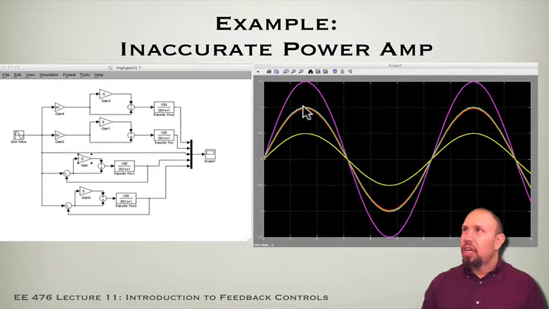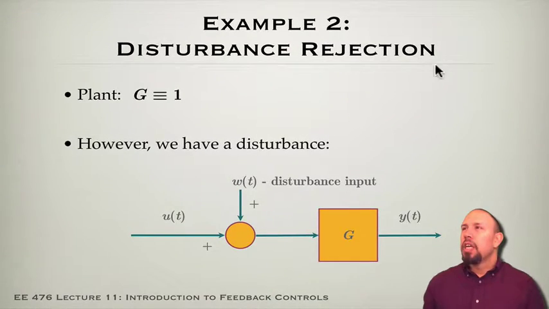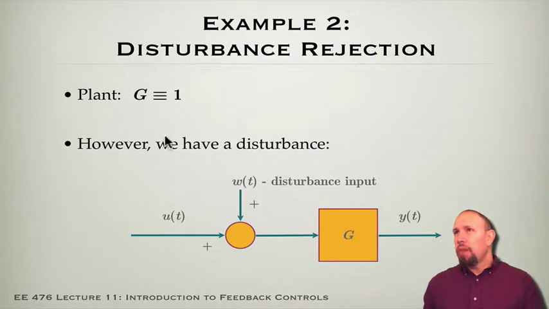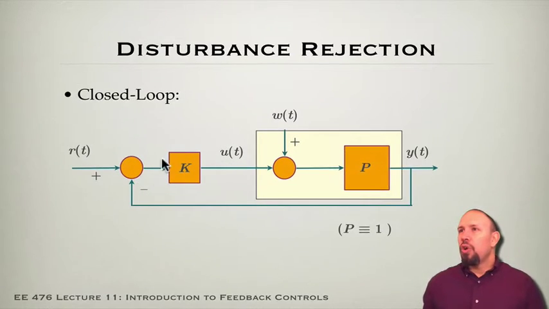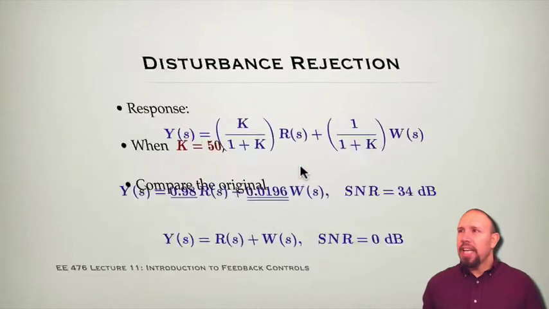Okay, so there's our power amp problem. Our second example involves the use of disturbance rejection. Again, we want a plant that is basically 1, but instead we have a disturbance entering our system. I'm going to assume for now that our G is equal to 1. It's just 1, but we have a disturbance entering our system. As far as control goes, I'm going to use a closed loop control with a gain K here, and I'm going to close the loop.